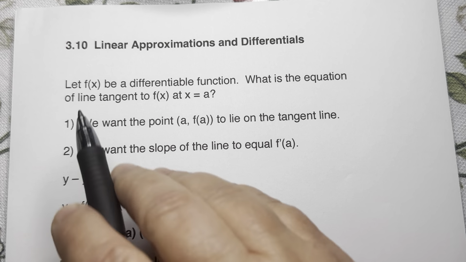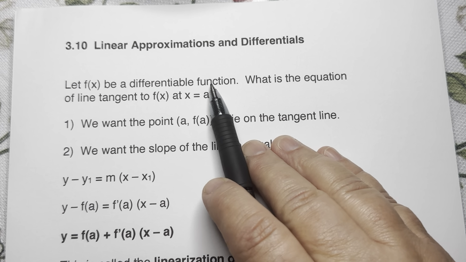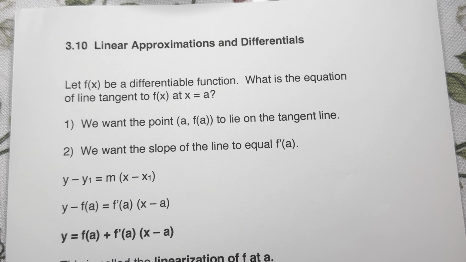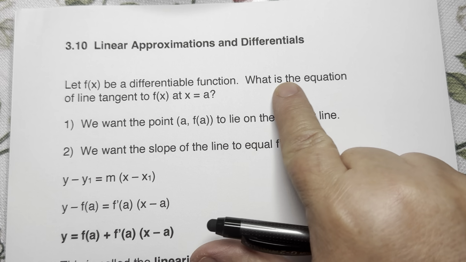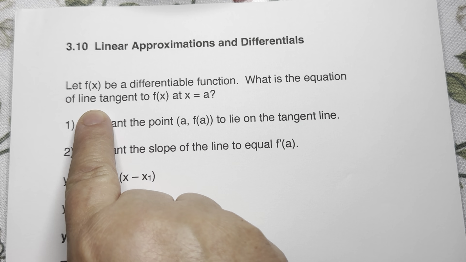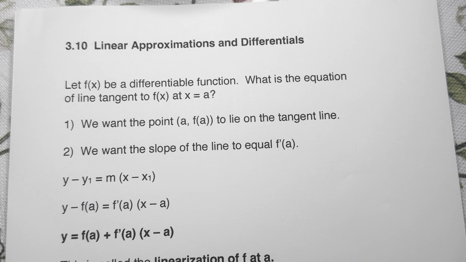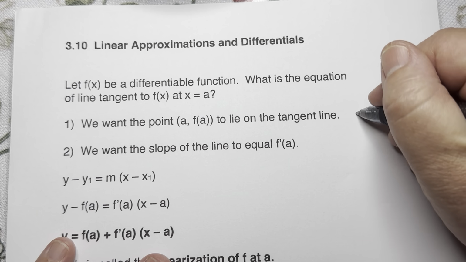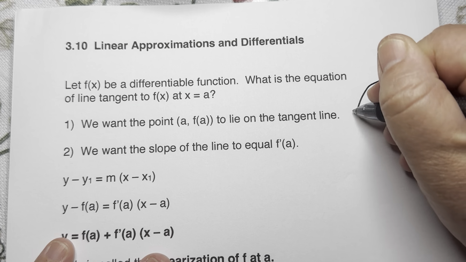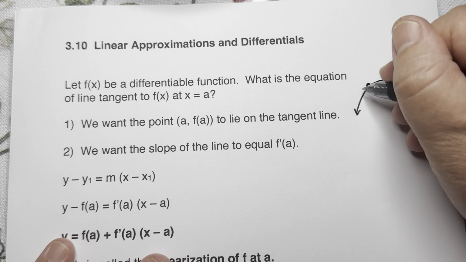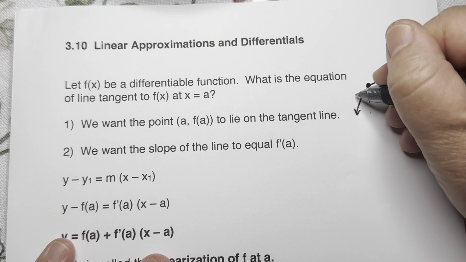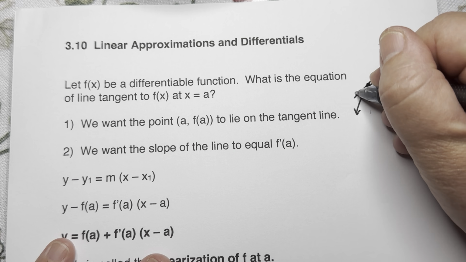So let f of x be a differentiable function. You've got to be able to differentiate. What is the equation of the line tangent to f of x at x equals a? So we're looking for the tangent line, and that has been what we've been doing from the beginning. We've been finding points and drawing the tangent line.